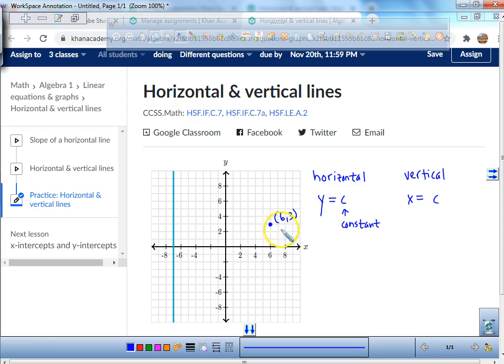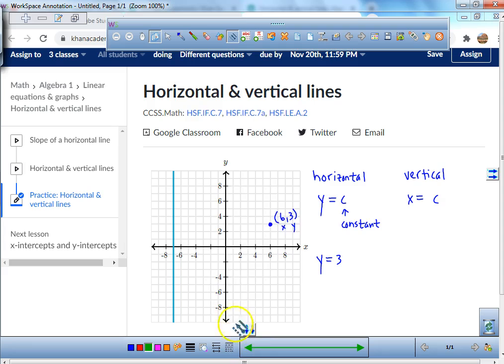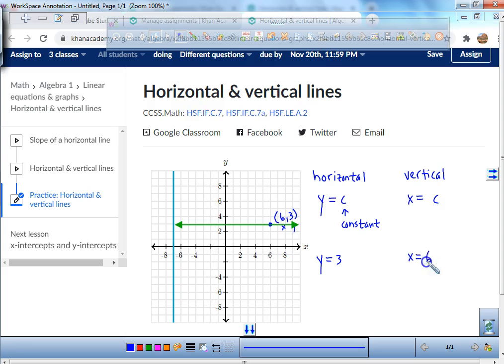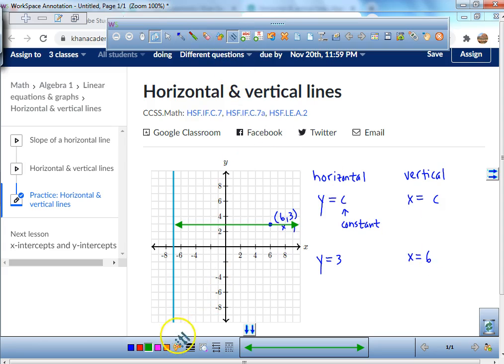So, for example, here's an x value, here's a y value. If I wanted to make a horizontal line that passes through 6, 3, that would be y equals 3, which means I would just draw a horizontal line that passes straight through it. But if I wanted to make a vertical line that passes through 6, 3, my vertical line would be x equals 6. And I have to make a vertical line that would go straight through that point.